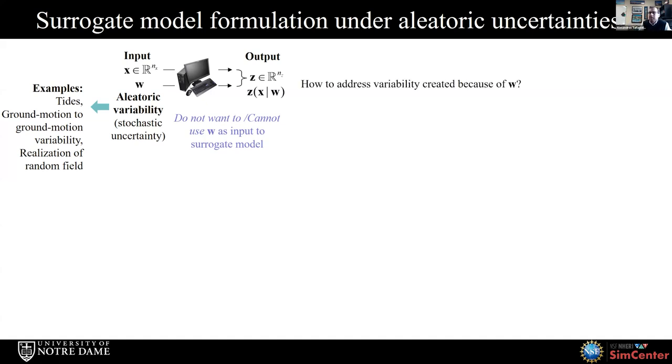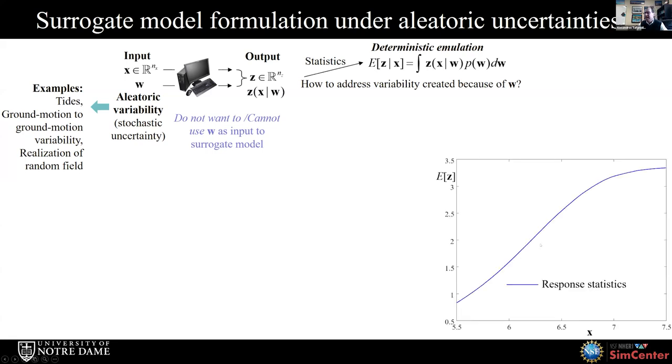So the question is, how do we address the variability that comes because of W? The very simplest way is, rather than surrogating these complicated guys, just surrogate the statistics of Z under the influence of the aleatoric variability. What it means in this case is that we're going to be surrogating the response. Again, here I'm using expected value. You can do it for quantiles, you can do it for variance, but they're always going to be defined through some integral.